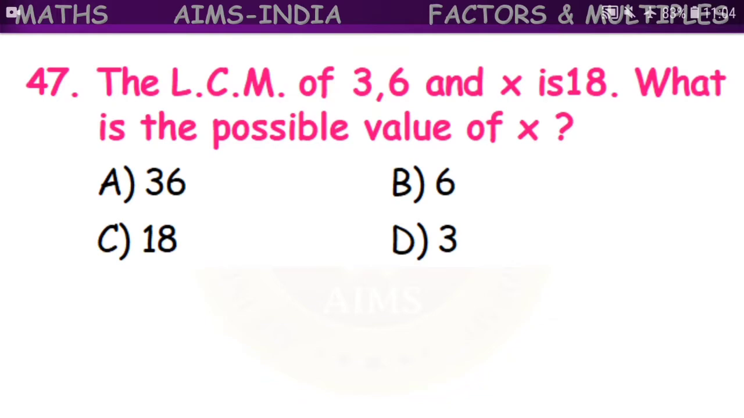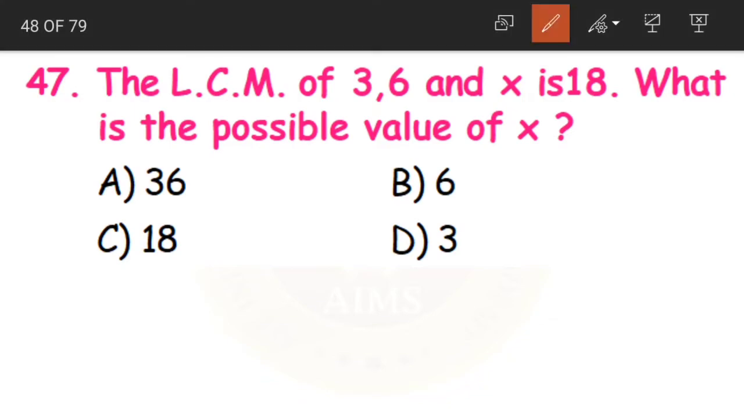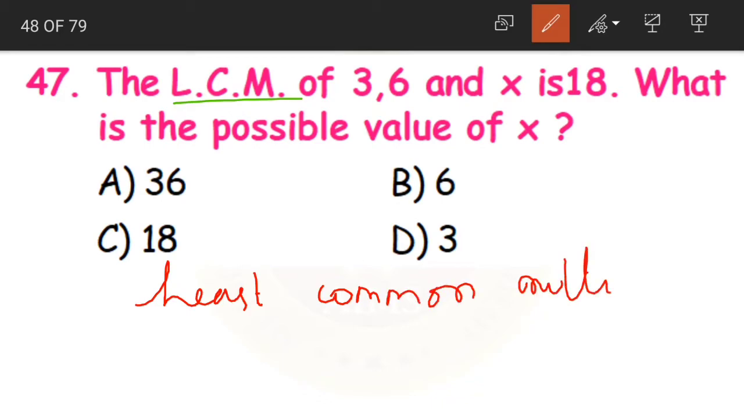Next question, 47. The LCM of 3, 6 and x is 18. What is the possible value of x? Now what does LCM mean? LCM means the least common multiple. So 3 has 18 as a multiple. Yes, 3 6s are 18. Again 6 has 18 as a multiple. 6 3s are 18. Now this x also has 18 as one of its multiples.